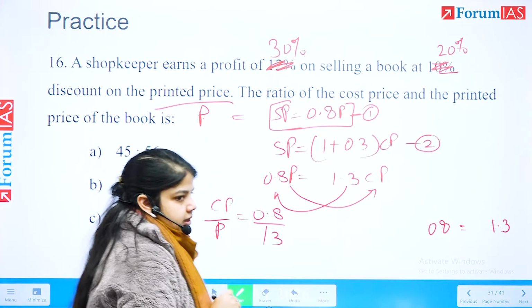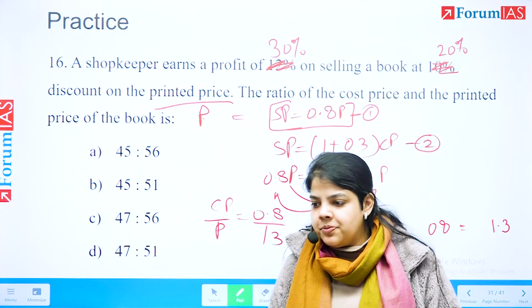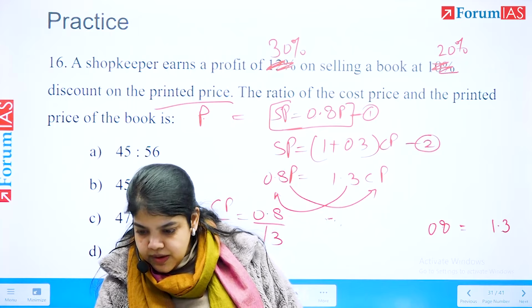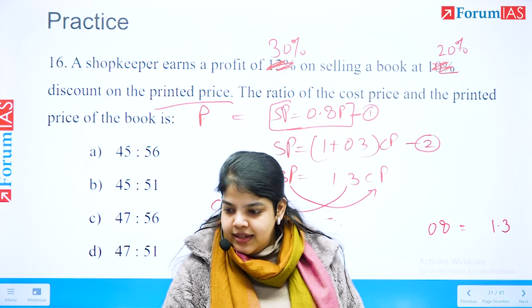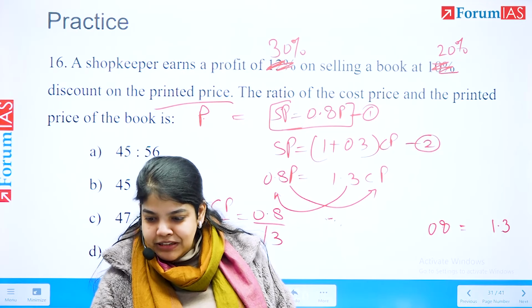Hai na? Now, this is where you were there. Understood? So 0.8 by 1.3. Correct. Yes, online students did very quickly. Sambhav, Ritika, Mudrika, Dhananjay. Great.